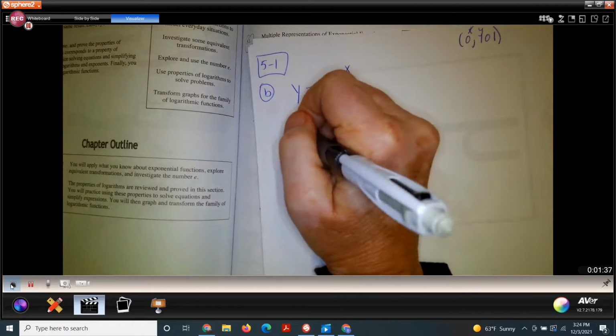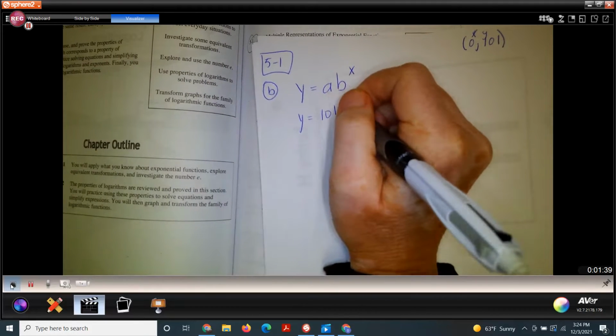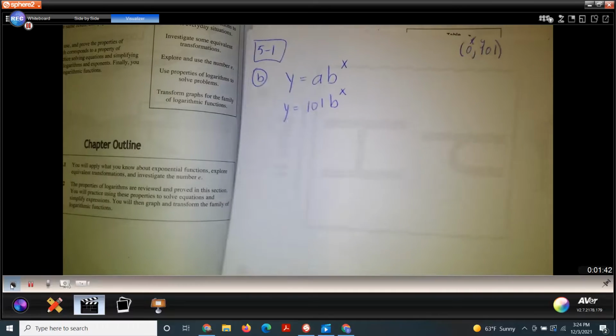All right, so I think I found our starting point, because we're trying to put these into y equals a times b to the x form. So I'm thinking 101's got to be our starting point. So at least that part was easy. And then for every 500 feet, well, we've got this rate.